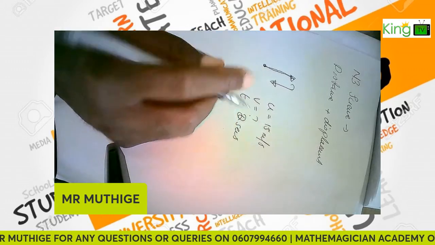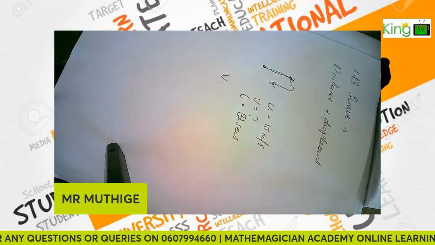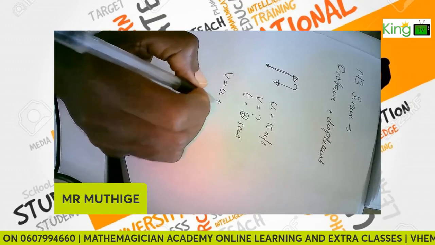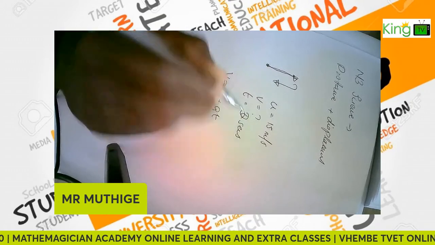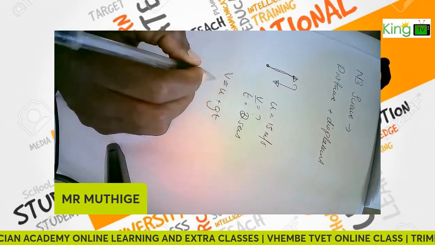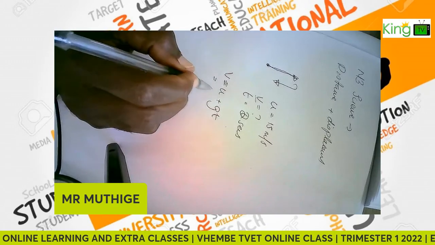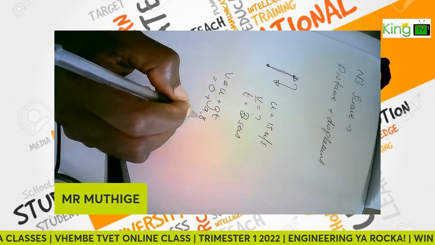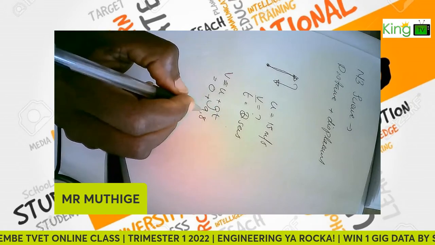What formula are we going to employ out of the three? V is equal to u plus gt in this case. And then obviously they want to get the V, so V is the subject of the formula. My initial is zero, not so? Plus my g is 9.8. Is it negative or positive?